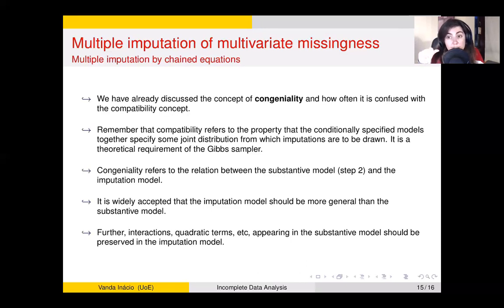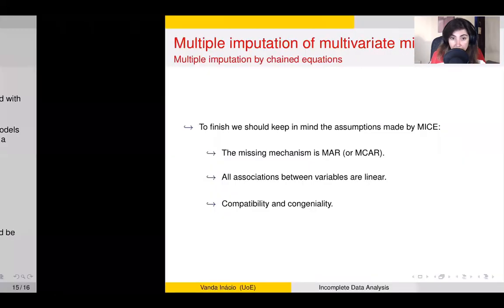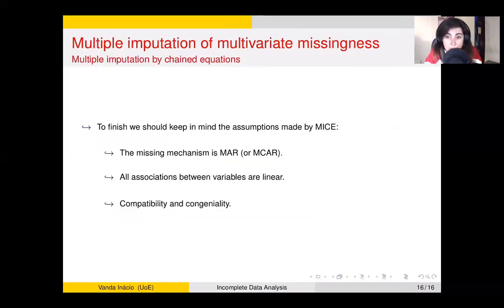And then we have the concept of congeniality, that basically refers to the relation between the imputation model and our substantive model of interest. And just to finish, mice is great, and I think it's a very good package. I think that's why we are learning both the methodology and the package, because the package has a lot of functionalities, and sometimes we do not appreciate that someone did the work to code everything and make it available, so we should recognize that.